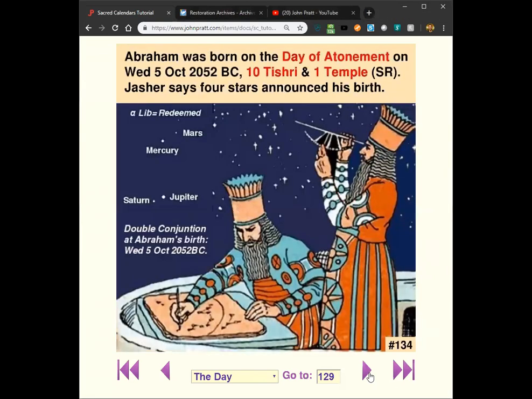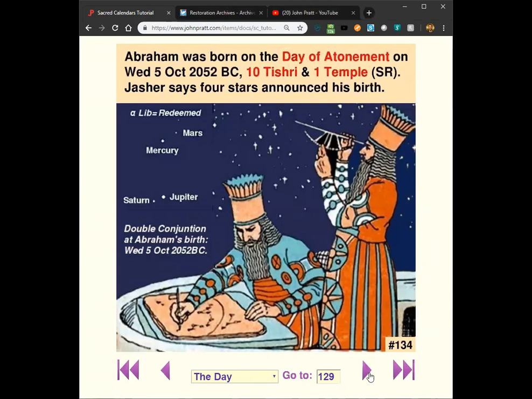Aha, we get to a big one. This is Abraham's birthday. Abraham is born on the Day of Atonement. Now that's the most sacred holy day of all of the sacred holy days on the Hebrew calendar. Abraham was born on the Day of Atonement in 2052 BC, which is 10 Tishri. And that day was also one temple.